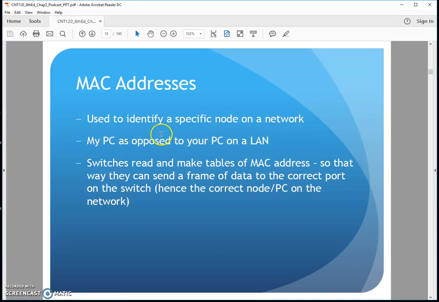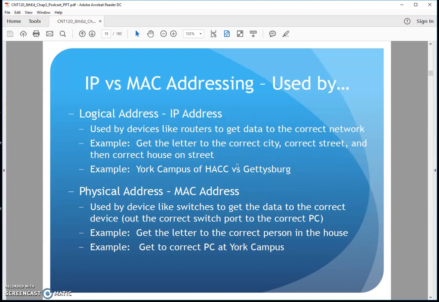This MAC address is used to identify a specific node on a network, on a LAN. Again, my PC as opposed to your PC, my network card as opposed to your network card. And switches read these MAC addresses and make a table of them. That way, as data comes into the switch, it can try to find only that MAC address and send it out only that single port, instead of sending it out all ports on the switch. That makes for a more efficient network. That's how typical switches operate.